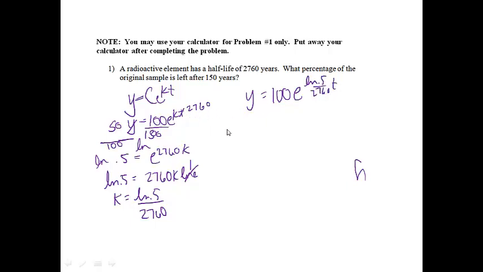So from here we've got y equals 100 e^((ln 0.5 / 2,760) t), and then it says what percentage of the original sample is left after 150 years. We can simply plug 150 in for the t, and when I do that I'll get 96.3%.